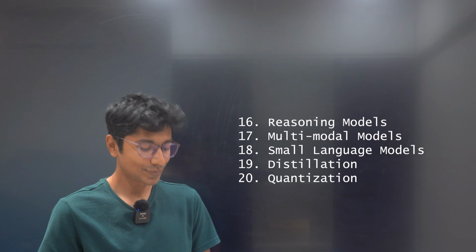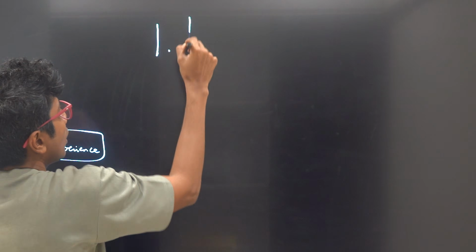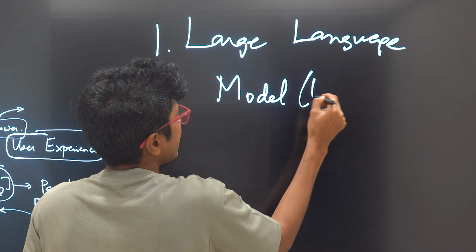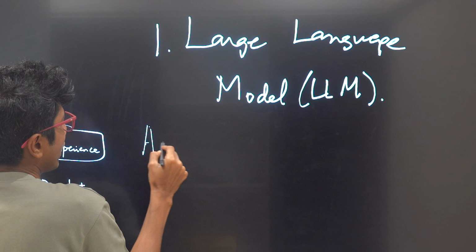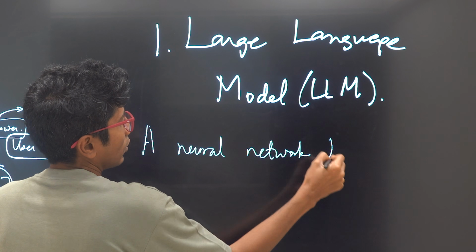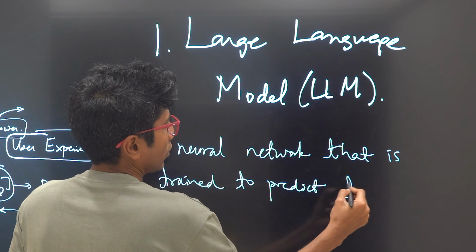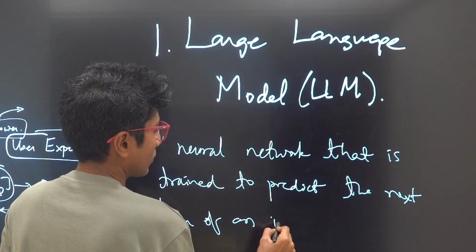Let's start. The first term that you should know about is large language model, also known as LLM. And the definition of this is a neural network that is trained to predict the next term of an input sequence.